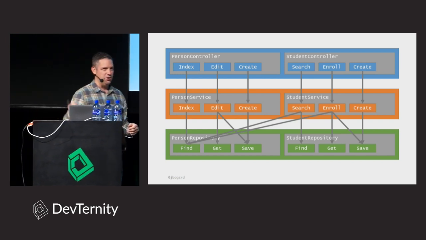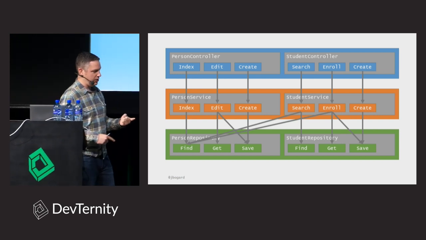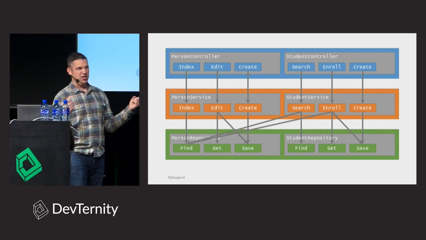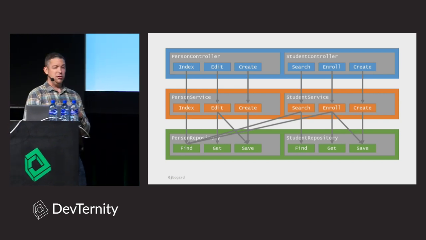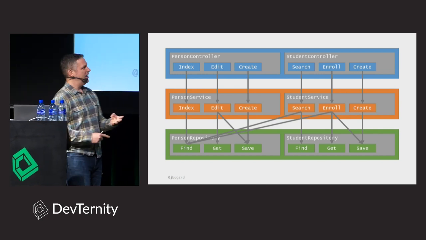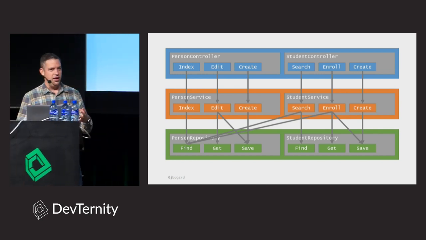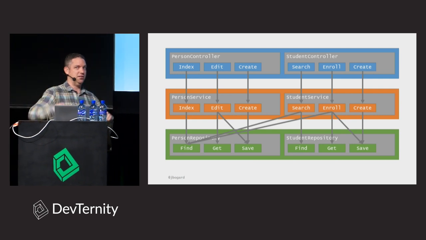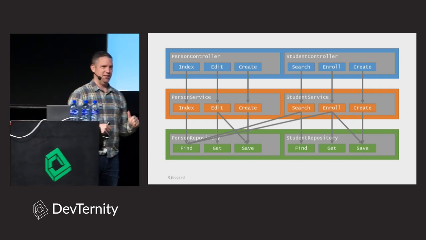So SOLID principles being the single responsibility principle, for whatever single responsibility means, the open-closed principle, the Liskov substitution principle, which is something about inheritance, I think, the interface segregation principle, and finally the dependency inversion principle. I think I got all those right, I think.